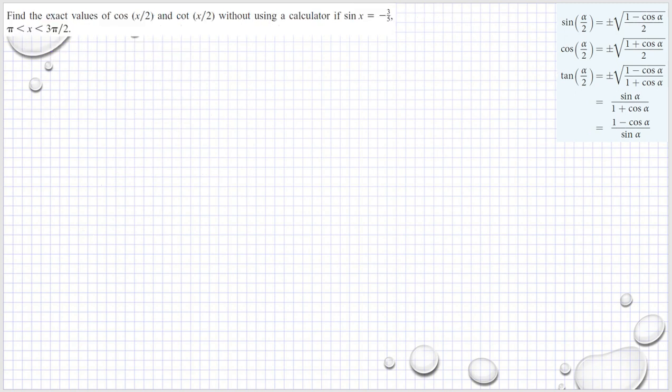Okay, let's see. Third, find the exact values of cosine x over 2 and cotangent x over 2 without using the calculator if sine x is equal to negative 3/5, and our x is between pi and 3 pi over 2. That means x over 2 is between pi over 2 and 3 pi over 4.